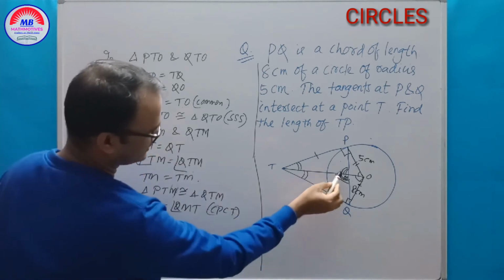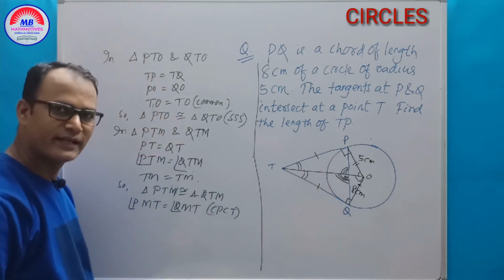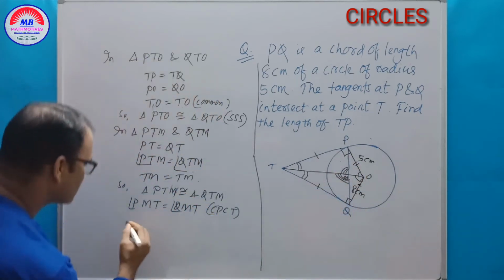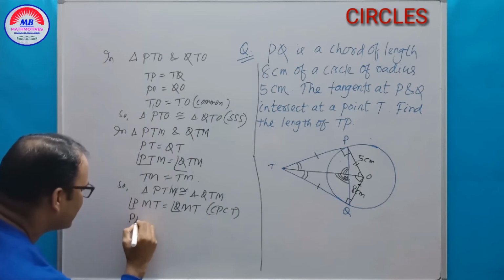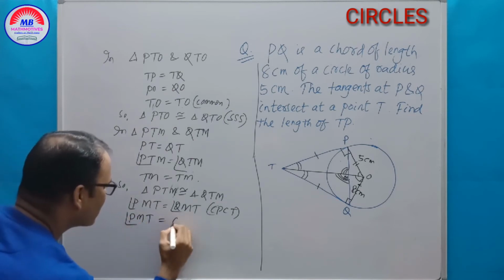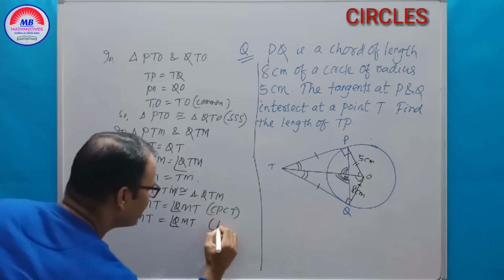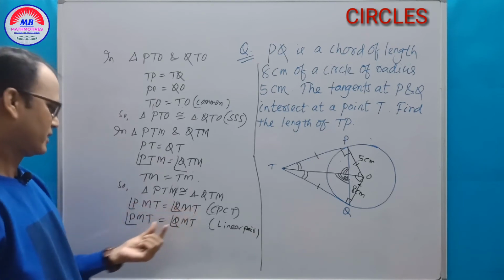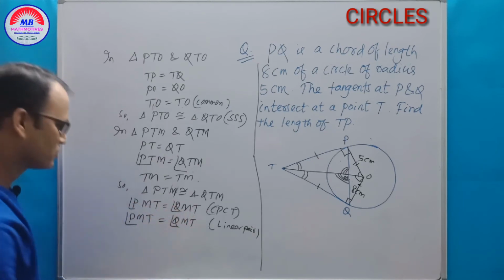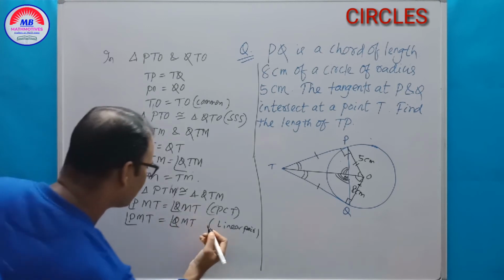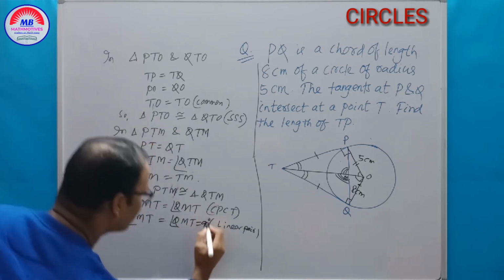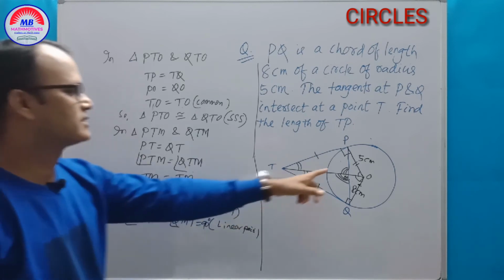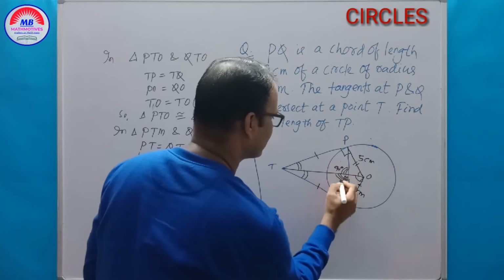But you see, these two angles are a linear pair on a line. You can write PMT is equal to QMT, and they are a linear pair. Two angles are equal, CPCT, and they are a linear pair, so each angle is 90 degrees. So this angle is also 90 degrees.